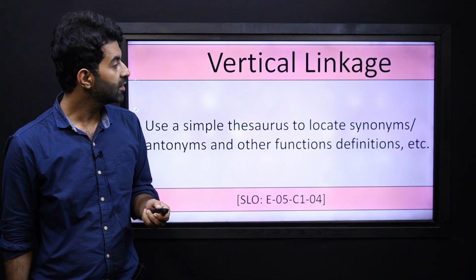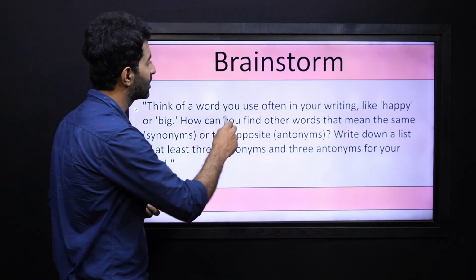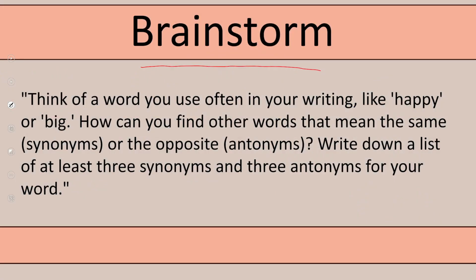Here is your vertical linkage that you have read in the previous grade, the same SLO with a different variation. And now for your brainstorming for today, buckle up. Think of a word you use often in your writing, like the word happy or big. How can you find other words that mean the same thing, which we call synonyms? Synonyms are quite the same and they sound the same, for your remembrance. Or the opposite of those words, which we call antonyms.